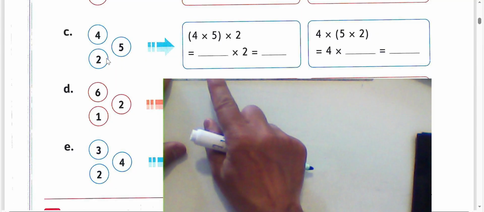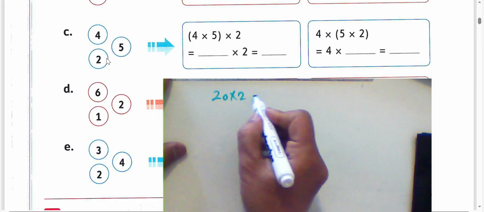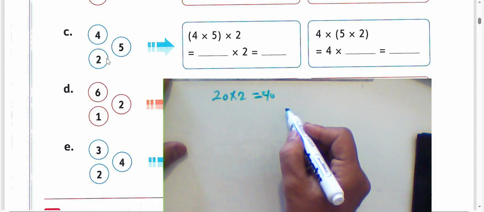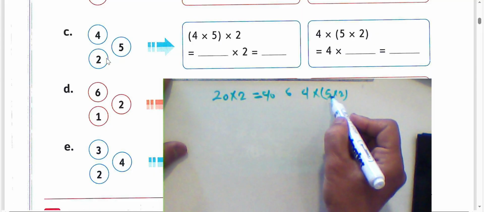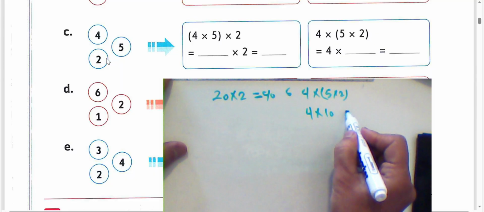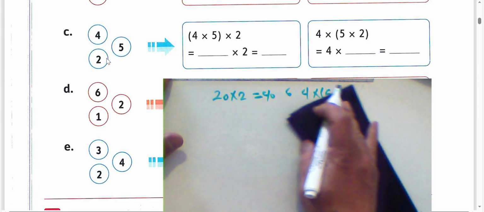Listen to me, letter C. 4 times 5 is 20. 20 times 2 is 40. And here, 4 times 5 times 2: 2 times 5 is 10, and 4 times 10 is 40.